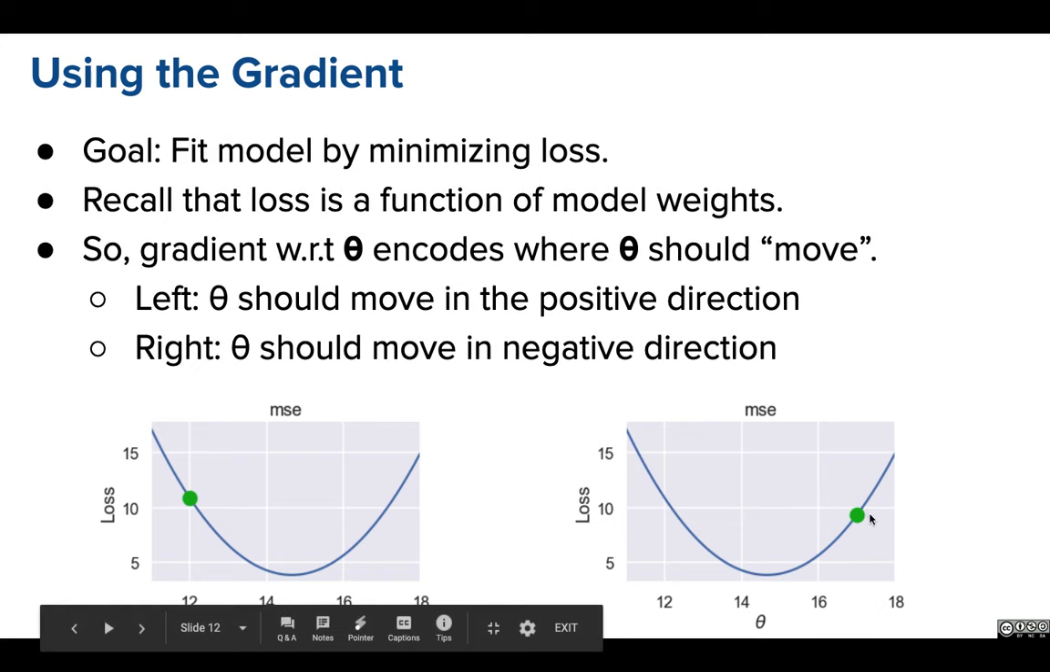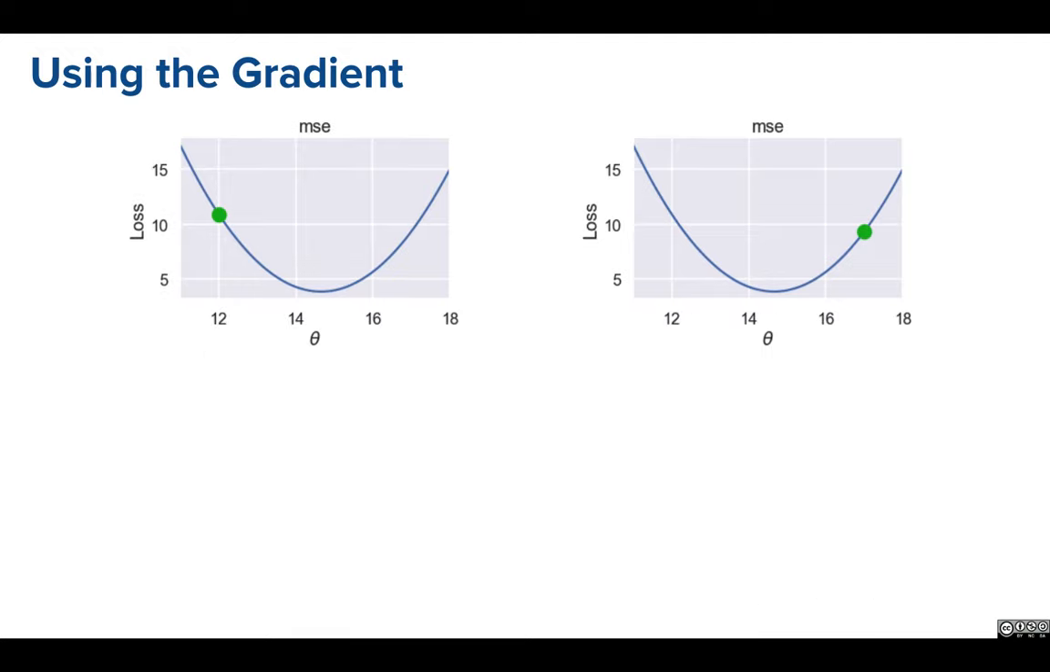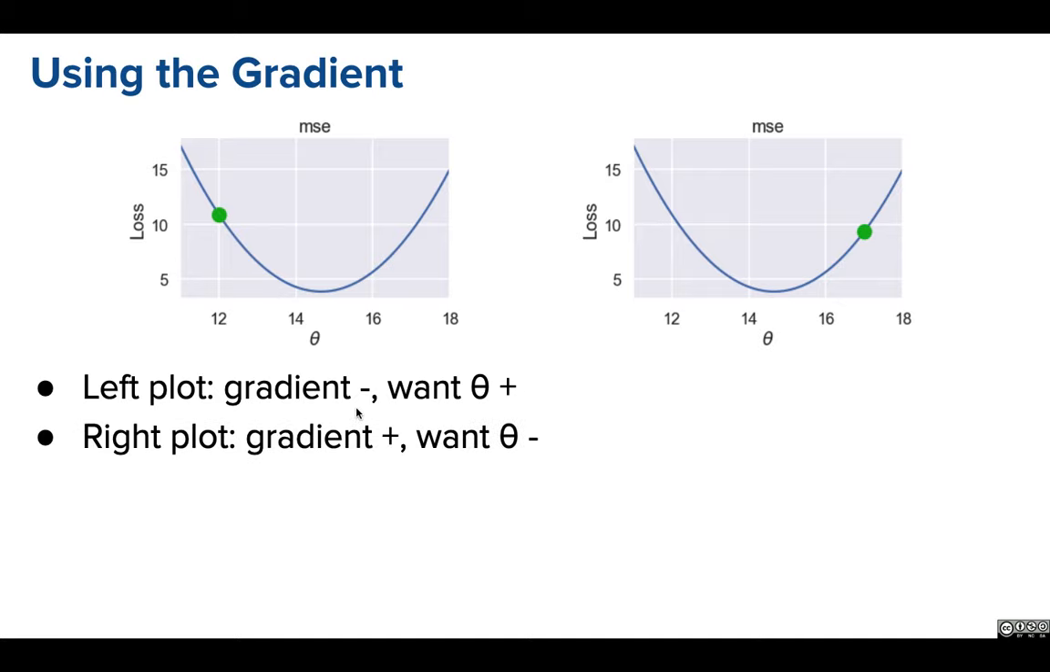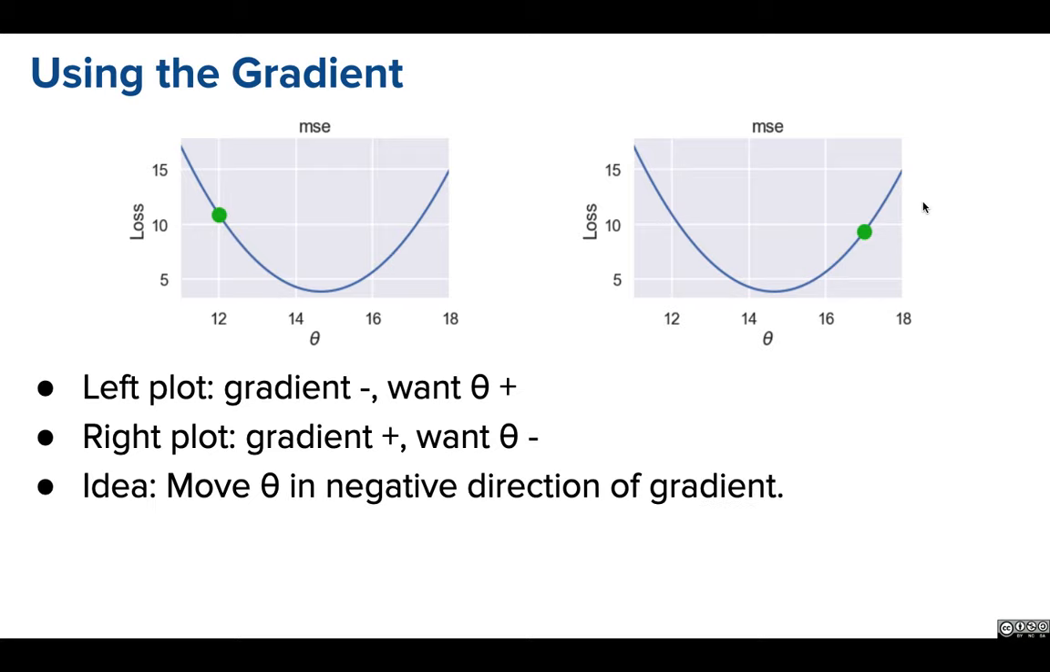On this plot, if I happen to have this theta over here, notice that the gradient is positive, and we want to nudge theta to the left-hand side. We want to make theta more negative than it was before. So intuitively, if we have a negative gradient, we want to move theta in the positive direction. If you have a positive gradient, you want to move theta in the negative direction. And so the intuition here is that we can move theta in the negative direction of the gradient. If the gradient is negative, we can nudge theta to the right. If the gradient is positive, we can nudge theta to the left.